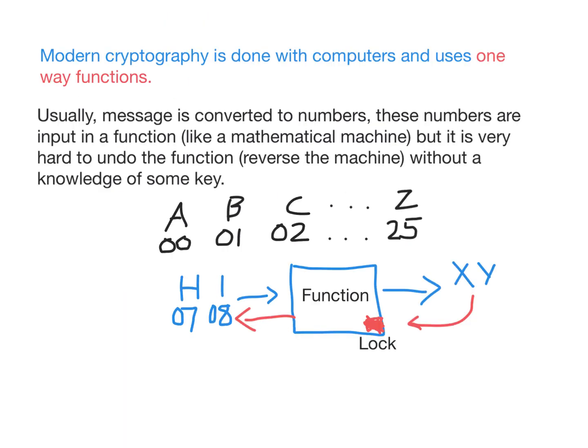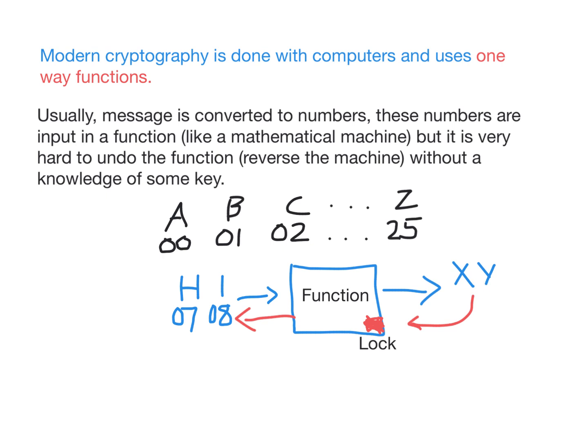So modern cryptography usually uses these one-way functions. So basically a function that is easy for a computer to implement, but very hard to undo. As we'll see later, one such example is it's easy for a computer to multiply two large numbers, but very hard for it to factorize the result. So when we talk about a function, we're basically talking about a mathematical machine. We input something into that mathematical machine and it produces an output.